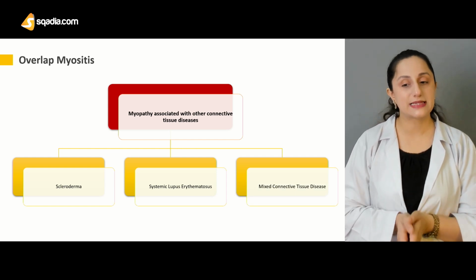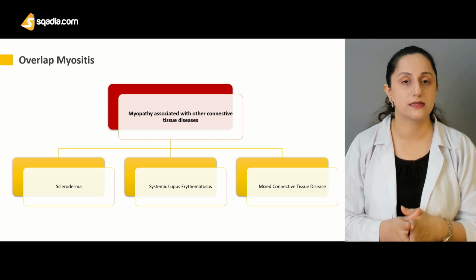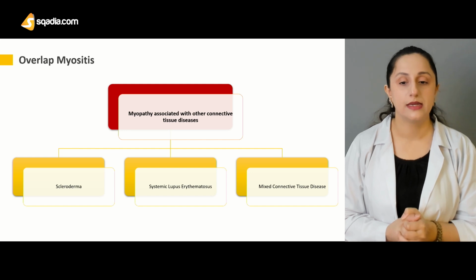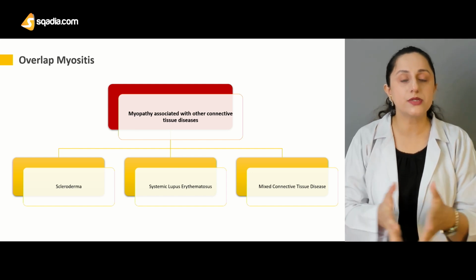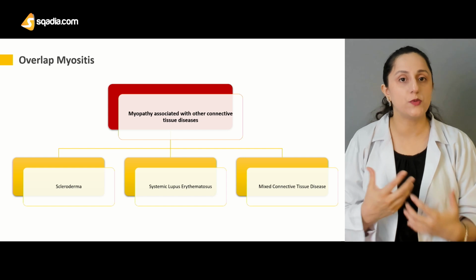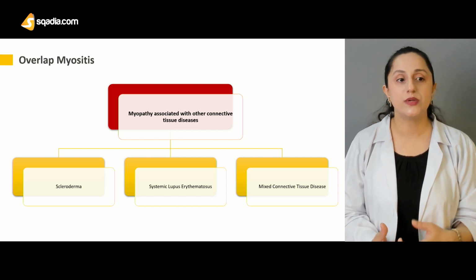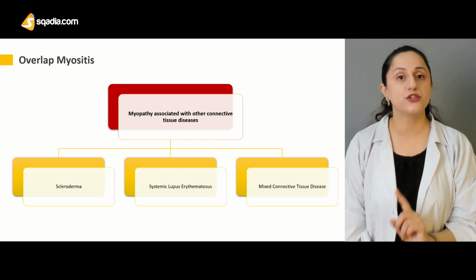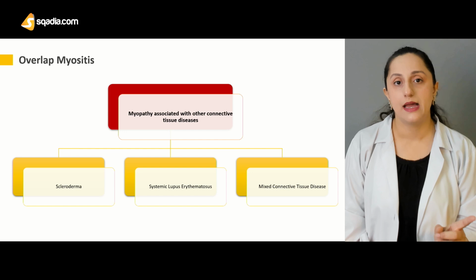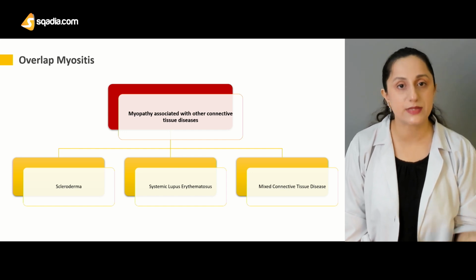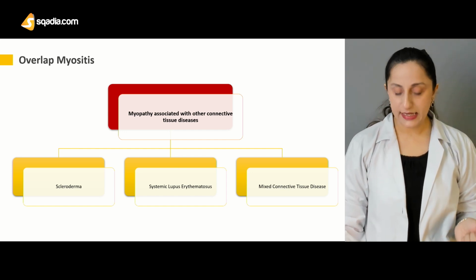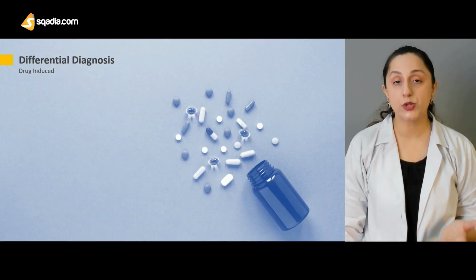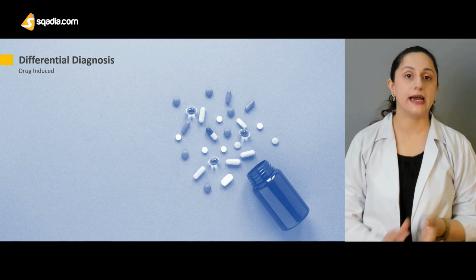Then we have mixed connective tissue disorders. Again, there is going to be an overlap picture over here in this case, and the signs and symptoms are basically overlapping, and that is why we use the diagnosis of overlap myositis in cases of connective tissue disorders that are associated with patients who are also suffering from myositis on the other hand.